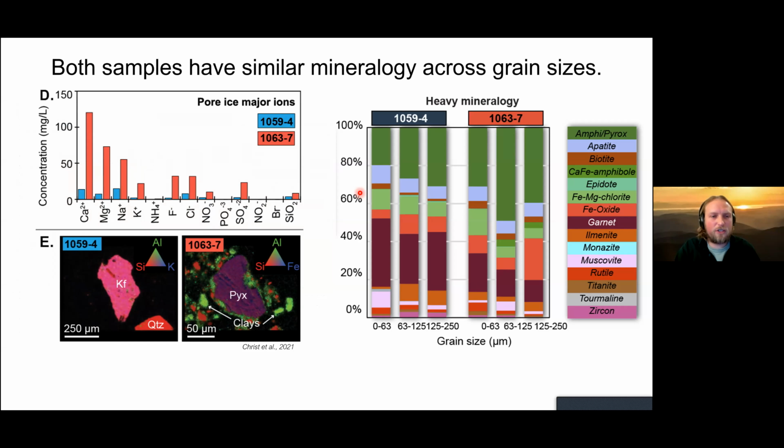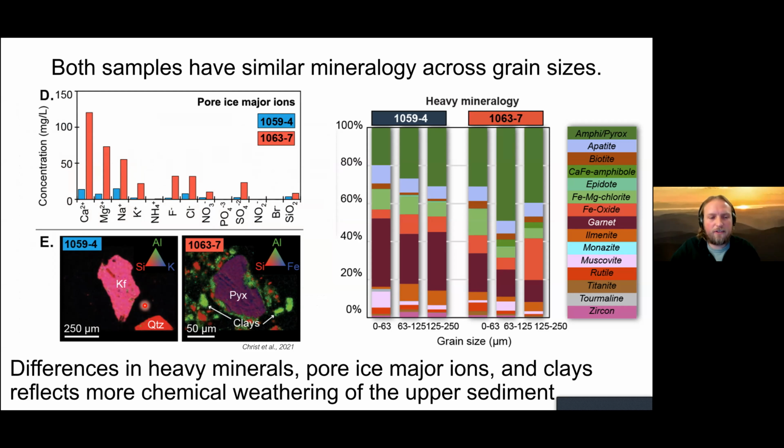And we have seen a similar trend looking at secondary weathering products in the Camp Century sediment, where the upper diamicton has very low pore ice major ion concentrations relative to the lower sediment. And we also have a different amount of weathering clays in these two different units. And so these differences in heavy minerals and the secondary weathering products suggest that there was more chemical weathering of the upper sediment and removal of those secondary weathering products, just a different weathering history.